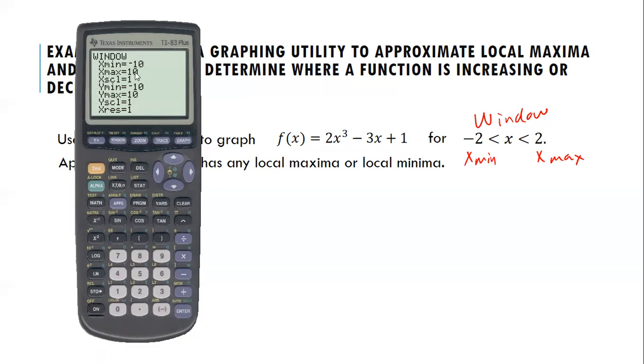Okay, so I'm going to go to window and change my x min to -2 and my x max to 2. And I'm going to count by a half just so that it's smaller. Next to y equals, press window. The scale is 0.5. I chose to count by half. You can count by ones if you want. It doesn't really matter what you count by. All I've done is go to window and put in my x min and my x max.